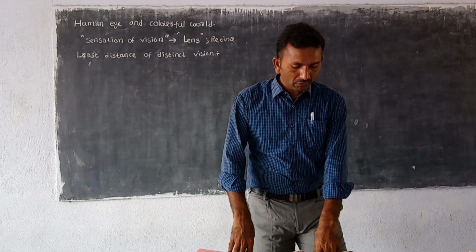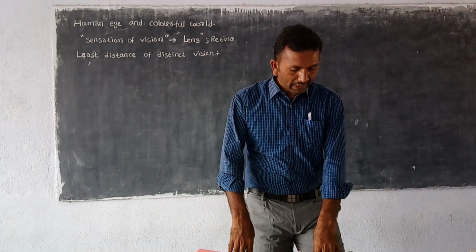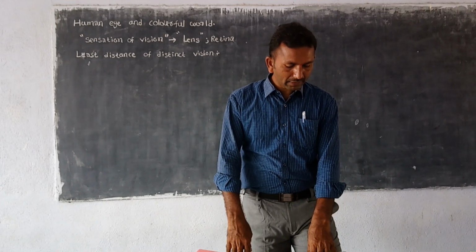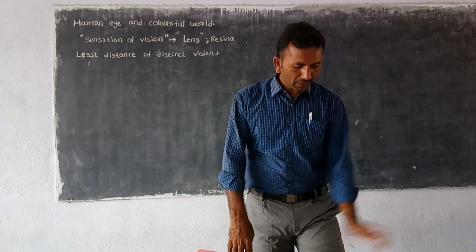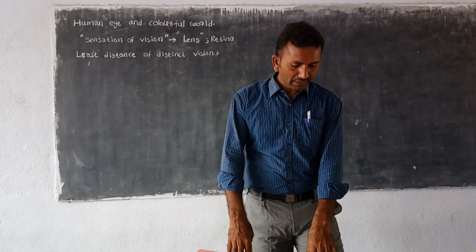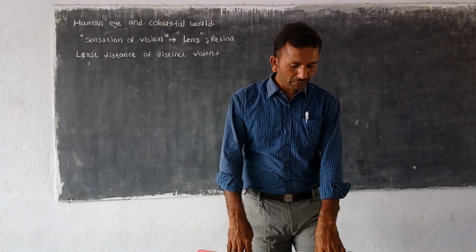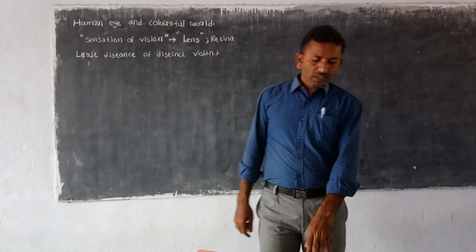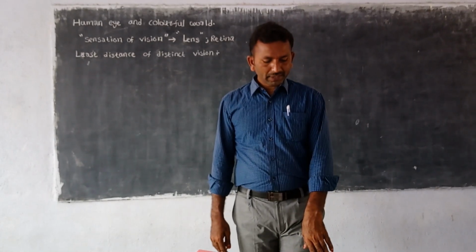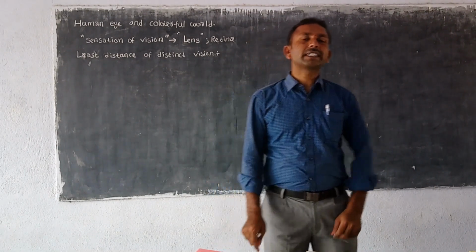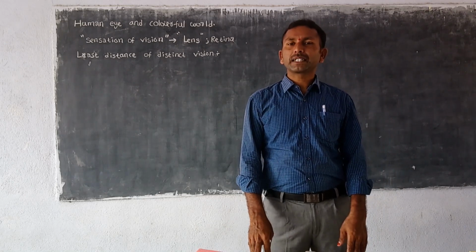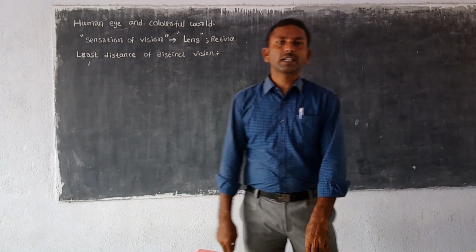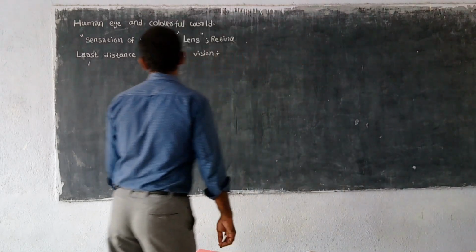From this activity you will come to know that to see an object comfortably and distinctly you must hold it at a distance of 25 cm from your eyes. The distance is called least distance of distinct vision. So from this activity we come to know where we can see the object clearly and comfortably, and the distance is called least distance of distinct vision.